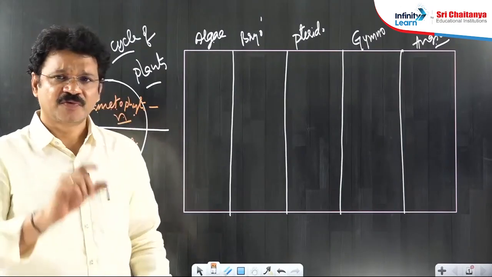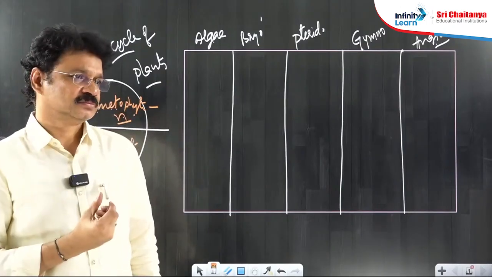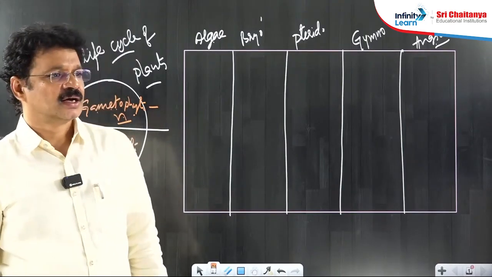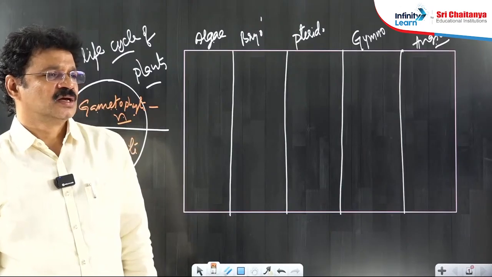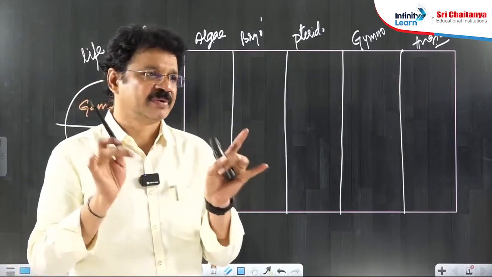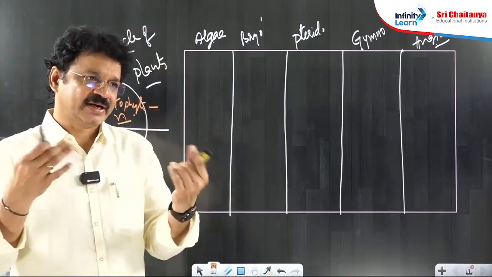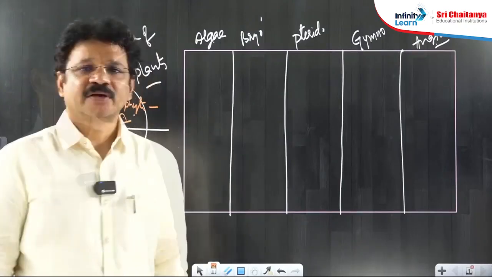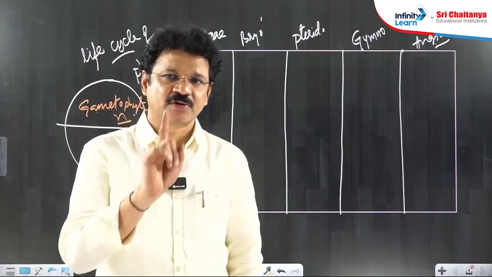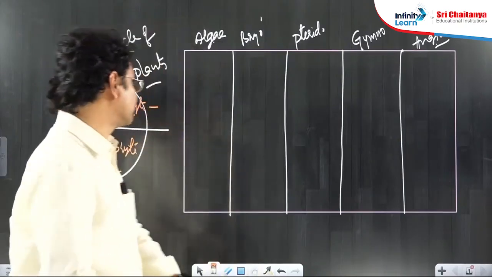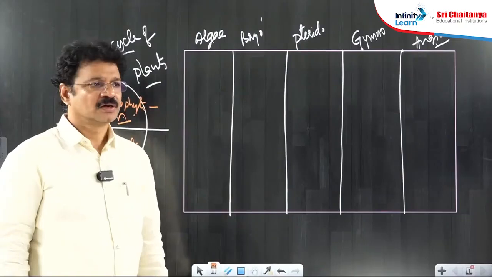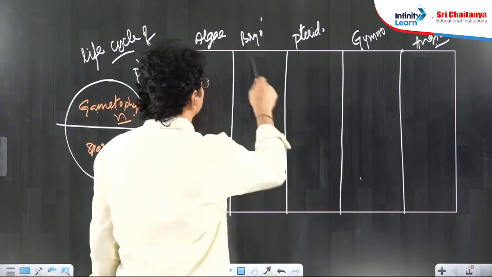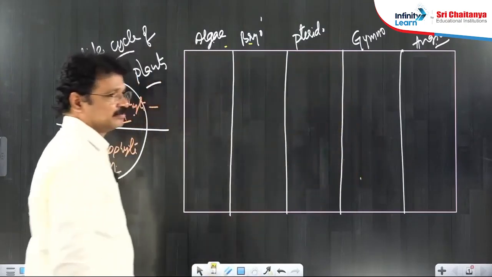The phase which can perform photosynthesis, that is independent. The phase which is depending on another phase for the food material, that is the dependent. Gametophyte is dependent or sporophyte is dependent? I'll ask one more kind. Gametophyte is independent or sporophyte is independent? So the independence and dependence nature of gametophytes and sporophytes is variable from plant to plant. It is one of the major variations between all the plant groups in this plant kingdom.